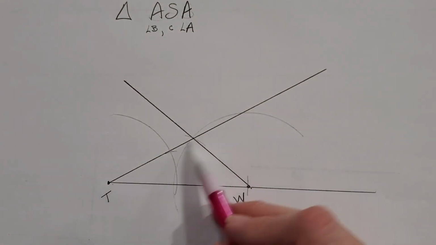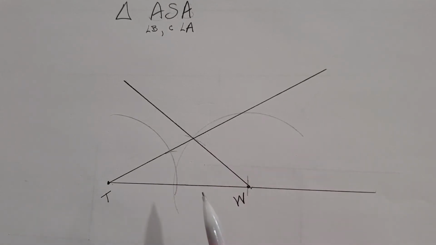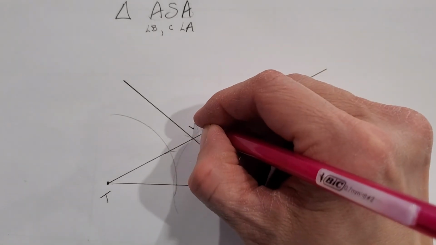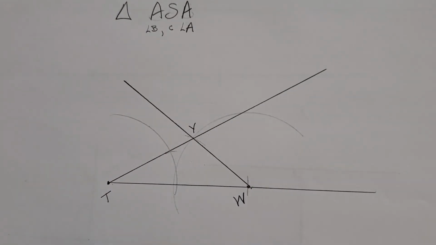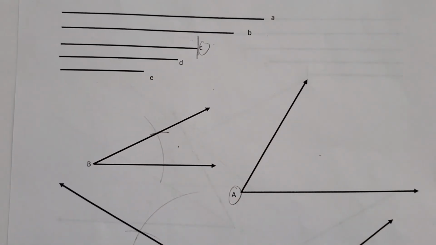And where these two lines intersect, it's almost exactly, just a little below where those arcs are. That's not always the case, just be aware of that. I'm going to call that Y. And then I can call my triangle TWY, and it is congruent to the given triangle. They used angle, side, angle, so I used angle B, angle C, and side C. And that is how you construct a triangle with two angles and a side.